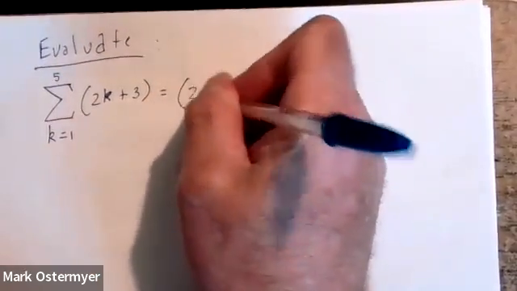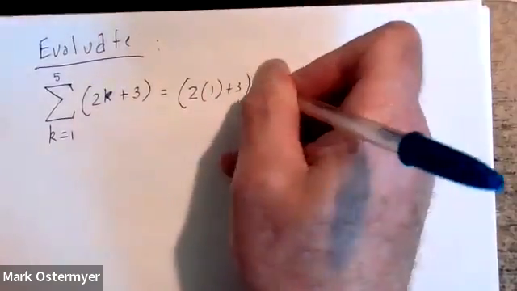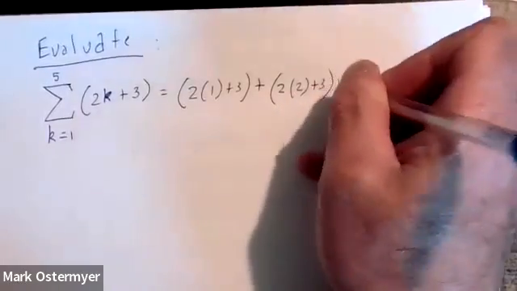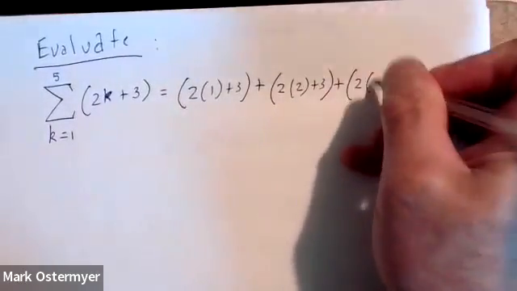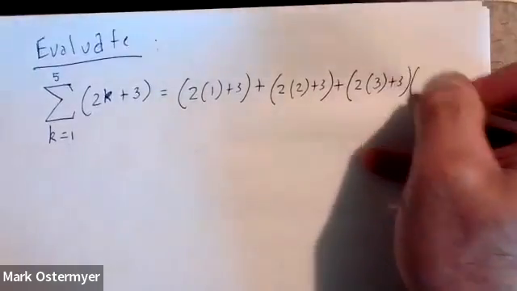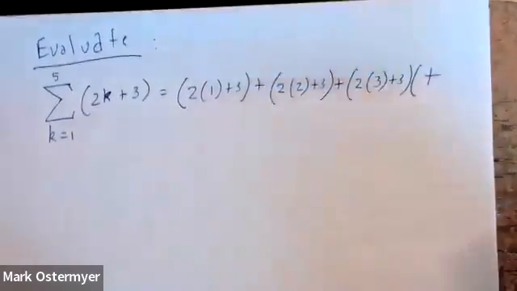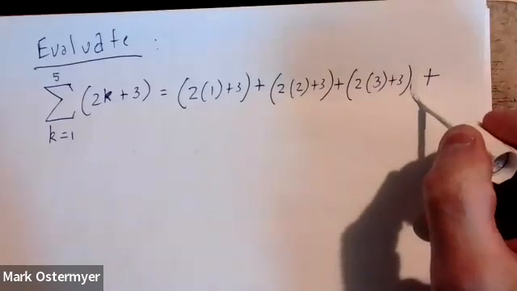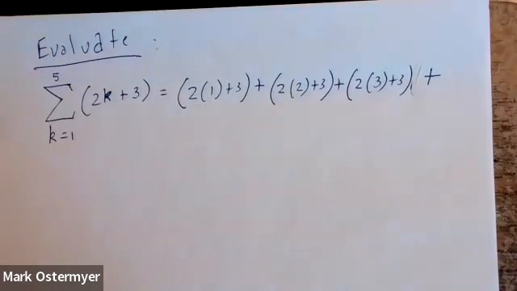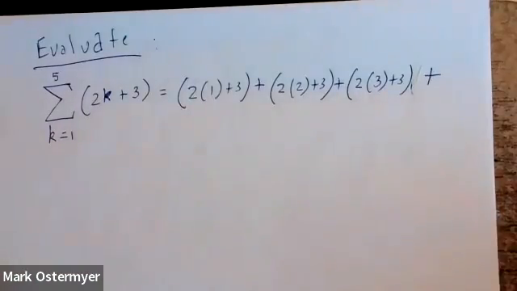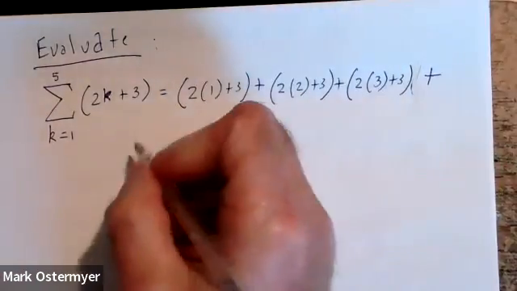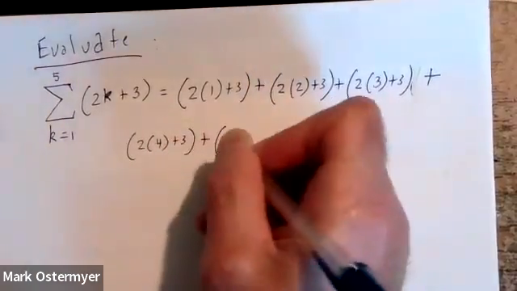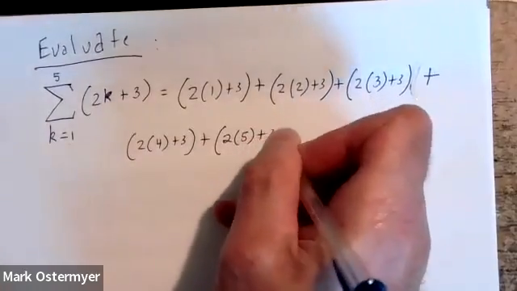So the first term is going to be 2 times 1 plus 3. Plus the second term of the sequence would be 2 times 2 plus 3. Plus the third term of the sequence would be 2 times 3 plus 3. Plus the fourth term of the sequence, 2 times 4 plus 3. Plus, and then the fifth term would be 2 times 5 plus 3.